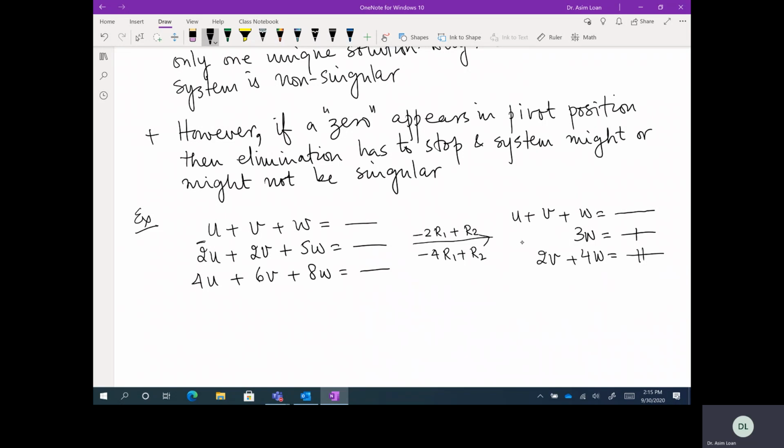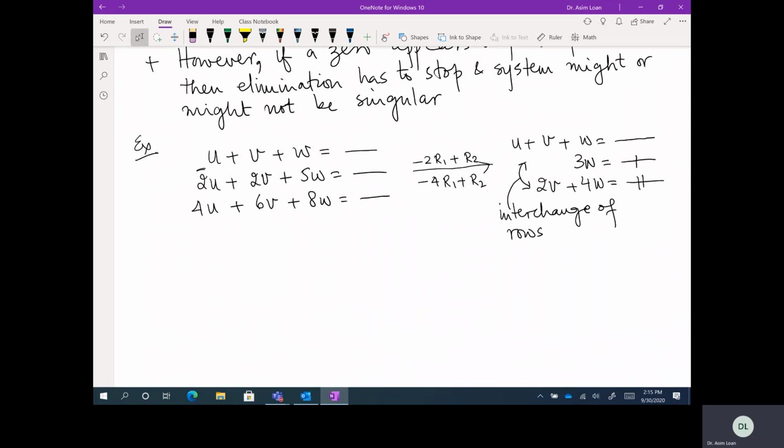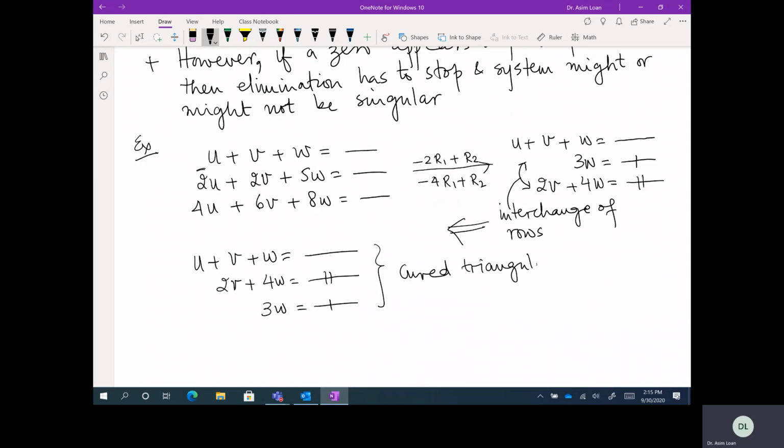We don't care. What we can do is an interchange of rows here. If I do an interchange of rows, I can still save my system. So I have u plus v plus w equals some number, 2v plus 4w equals some number, and then 3w equals some other number. So this is a triangular system of equations. And we'll see in a little while how we do an interchange of rows. For interchange of rows, we need some permutation matrices, and we'll see in a little while how we do that. Okay.